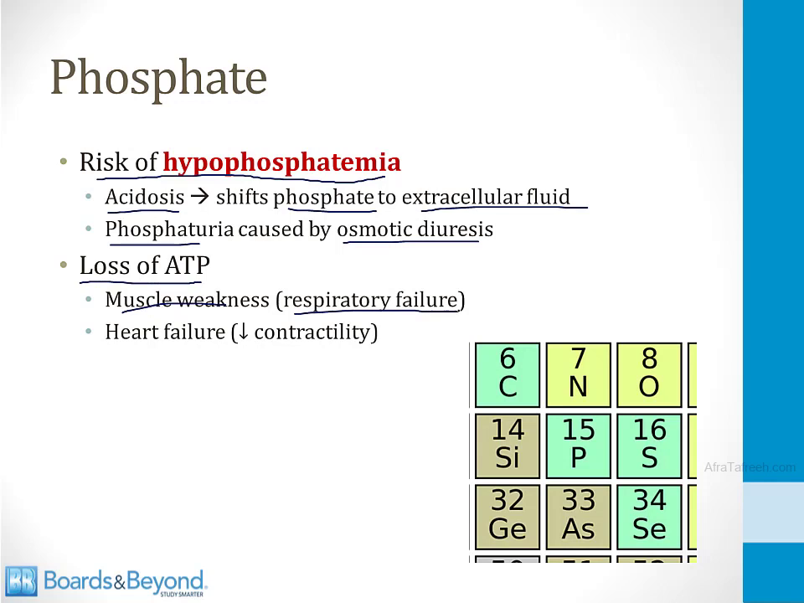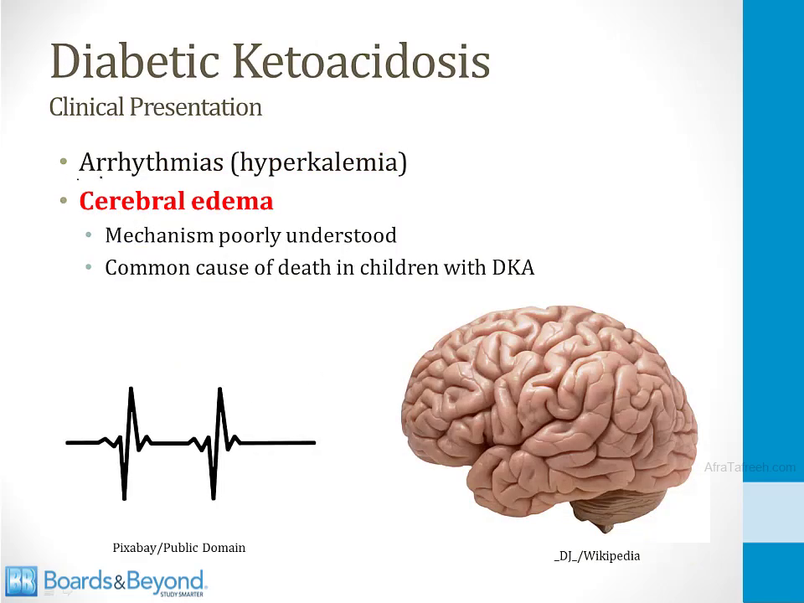A classic board question is a patient with DKA who has respiratory failure. You should always check the phosphorus level. You can also potentially develop heart failure from poor contractility without enough ATP. Arrhythmias can also occur and are sometimes a cause of death in DKA. This is from the hyperkalemia. And finally, cerebral edema can rarely occur. The mechanism of this is poorly understood, but this is a common cause of death in children who have severe DKA.